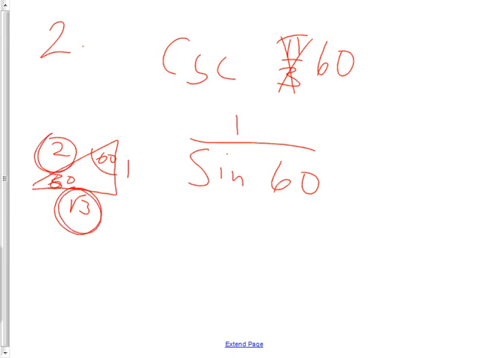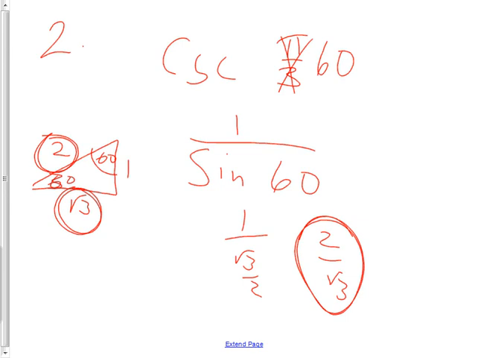That's root 3 over 2, so it's 1 over root 3 over 2, and that means you flip it, and it's 2 over root 3. Raise your hand if you had the same thing as I did. Okay, awesome. All right, on to number, which one was that one? 2? Okay, so on to number 3.